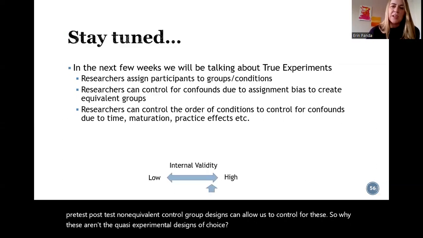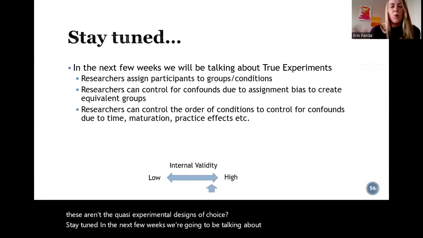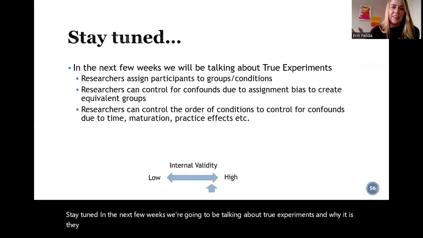Stay tuned. In the next few weeks, we're going to be talking about true experiments and why it is they fall high on the internal validity scale.